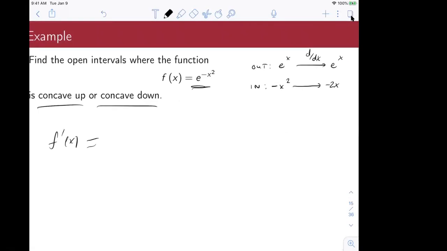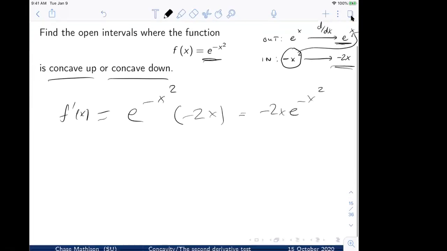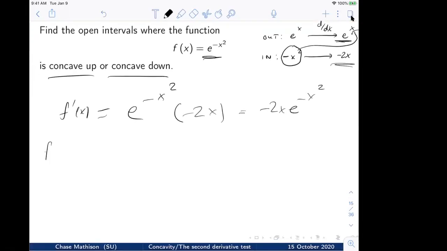All right. So the chain rule says to take the derivative of this function, I need to take the derivative of the outside evaluated at the inside. Okay. So I need e to the negative x squared. There's the derivative of the outside evaluated at the inside. And then I need to multiply by the derivative of the inside. Negative 2x e to the negative x squared. Very good. And then I need f double prime of x.